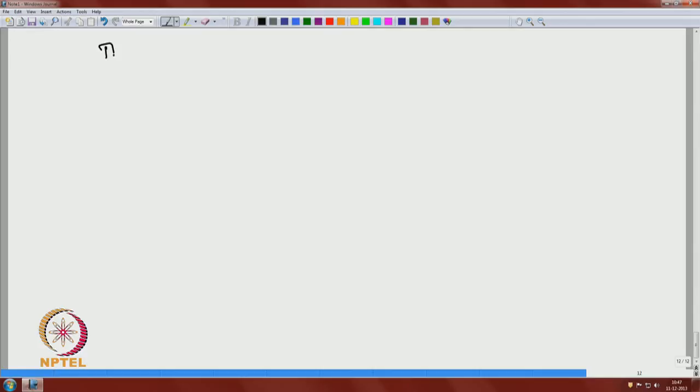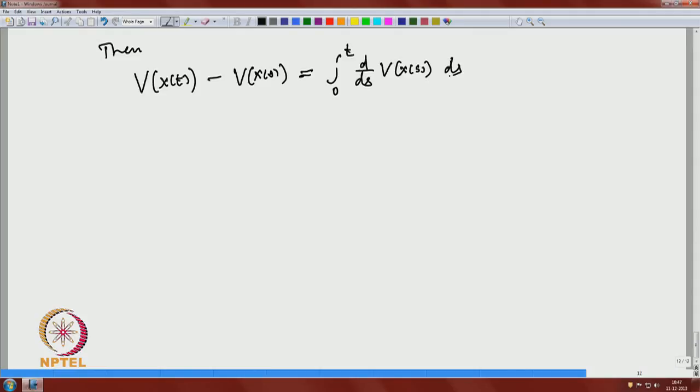Then v of x t minus v of x 0 is again equal to the integral from 0 to t. I am writing it again and again so that you realize its usefulness. Now this is grad v dot f, and we are assuming that our orbit is restricted to k, so x t is in k for all t bigger than 0. That is an important assumption, so whatever values you are taking are all in k, and in k this is always bigger than or equal to L. L is positive. Remember, L is the minimum of this grad v dot f.